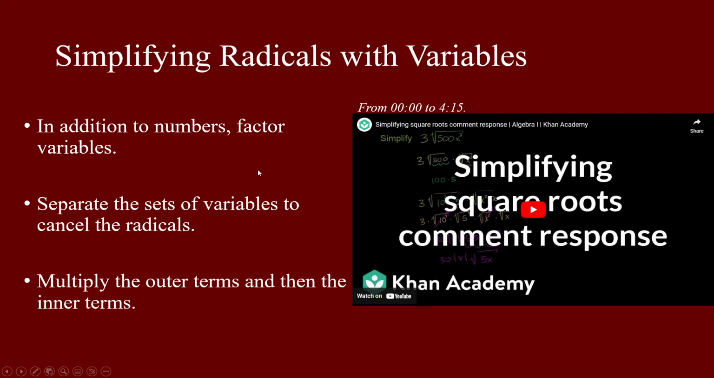Okay, so now we're going to talk about variables for a second with our radicals. If there are variables in the radical, we're basically going to do the same trick, except it's going to look a little different. So let's go back.